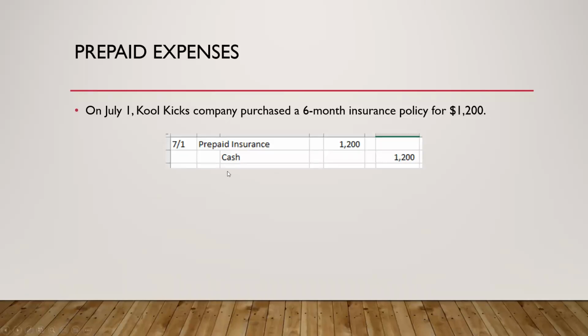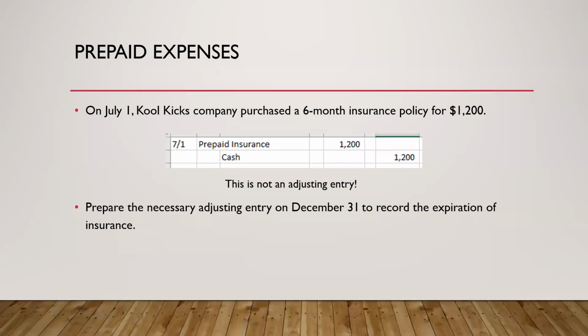Why? Because cash is there. This is one of our regular old transactions that happens during the period. We put this amount, this $1,200, in the prepaid insurance account because we have not used the insurance yet. We're going to use the insurance at some point in the future over the course of the next 6 months. So, of course, it's not an adjusting entry, but we speed up time and it is now December 31st.